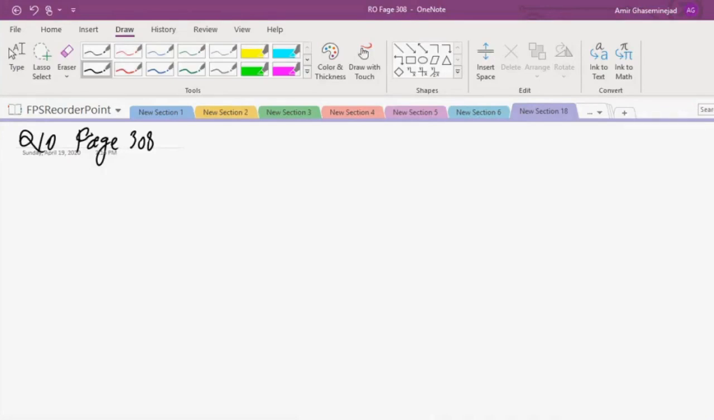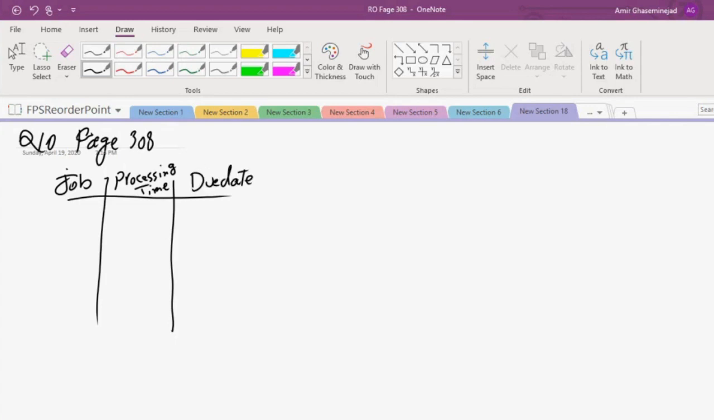So we have four jobs, and they have processing times and due dates as they are promised to the client. We have jobs 1, 2, 3, 4. The processing times are 7, 3, 5, and 2. The due dates are 21, 7, 8, and 5.